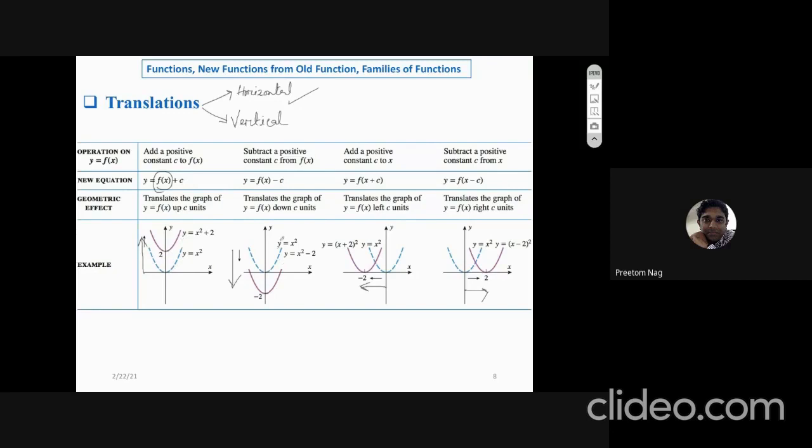If you have y equal to x square and the graph that you are asked to draw is y equal to x square minus 2, then how can you draw this? Draw the y equal to x square graph first, and then it will move downwards by 2 units.